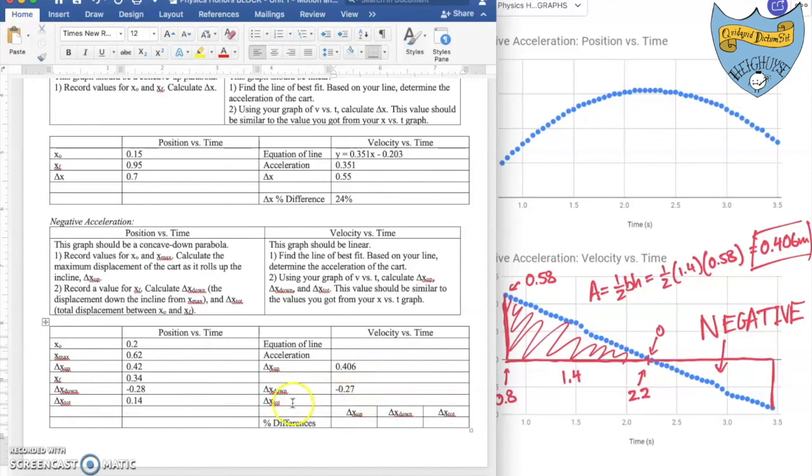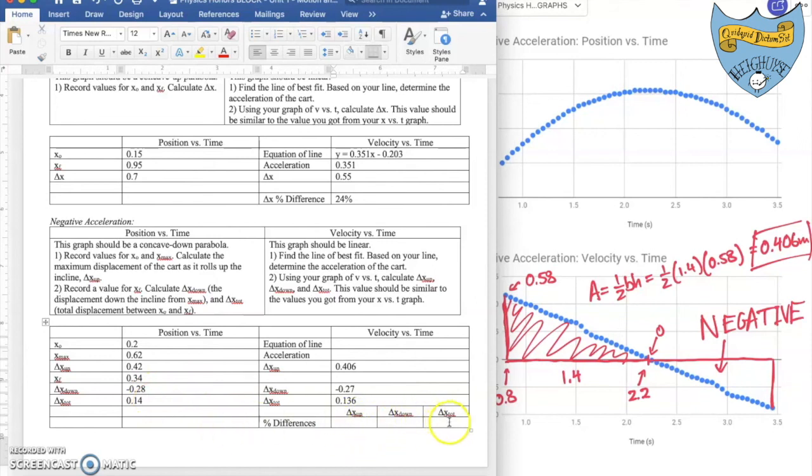So then that means that my delta x total would be, well, let's see, we'll add these two together, really subtract, and that's 0.136. Which is very similar to 0.14. Okay, that's it. That's really what you got to do.